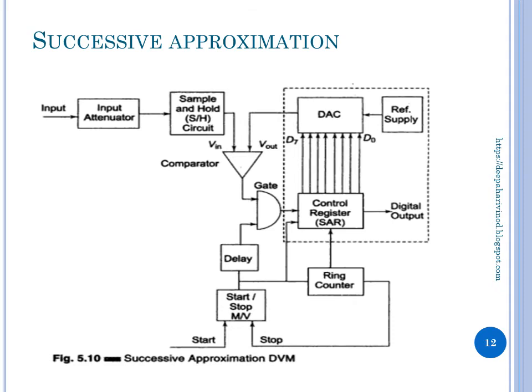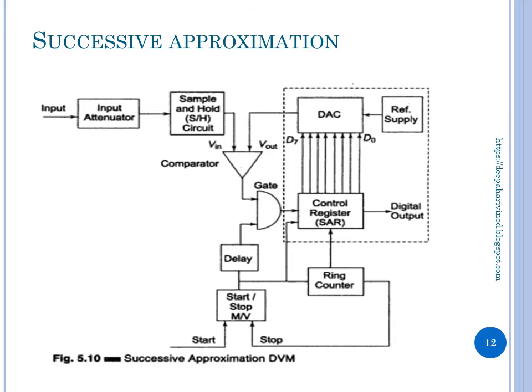Successive approximation ADC. ADC means analog to digital converter. In this technique, by using a balance and placing the object on one side and approximate weights on the other side, the weight of the object is determined.